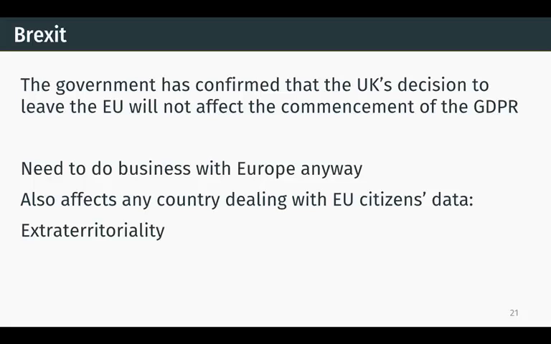And actually, all companies from the different countries that do business dealing with EU citizens' data will need to conform in some way or another with the GDPR. And this is the concept of extraterritoriality.